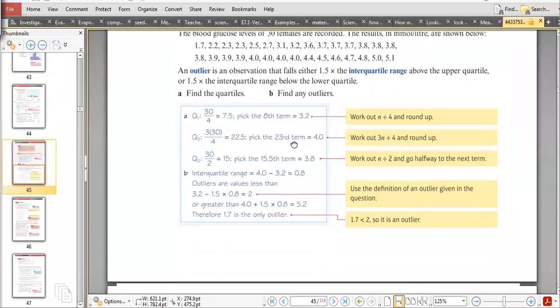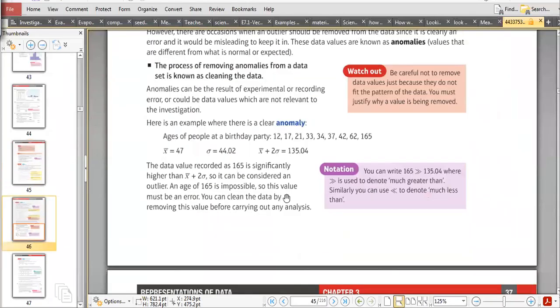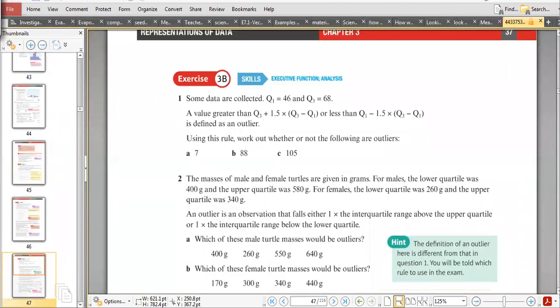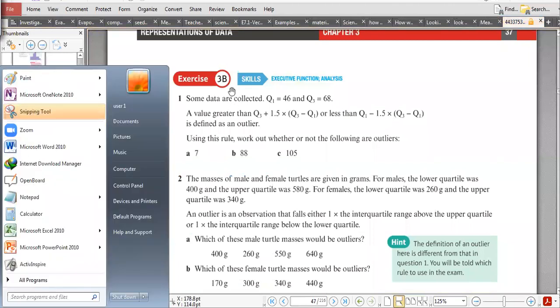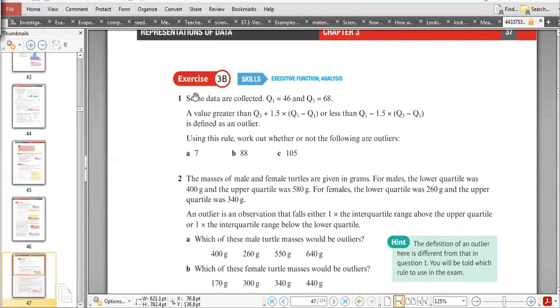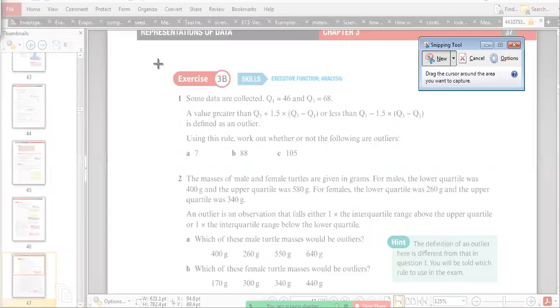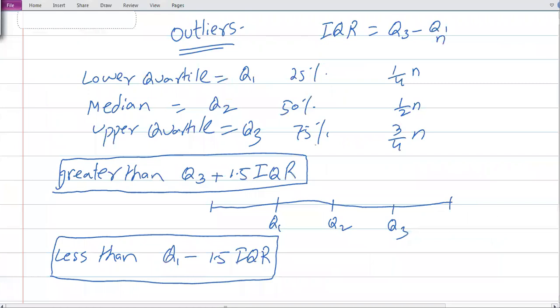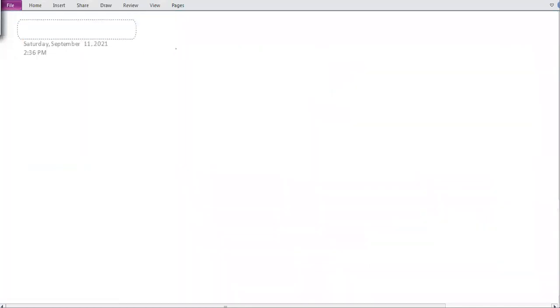Let's see a question related to the interquartile range and the outlier, exercise 3b. Then you will have a better and clearer idea about how we will solve the questions related to this. Let me take this, for example, the first question given here. Now you have to remember these two formulas. And sometimes for every question, the outlier definition may be given. If not given, then you will use this definition of the outlier.